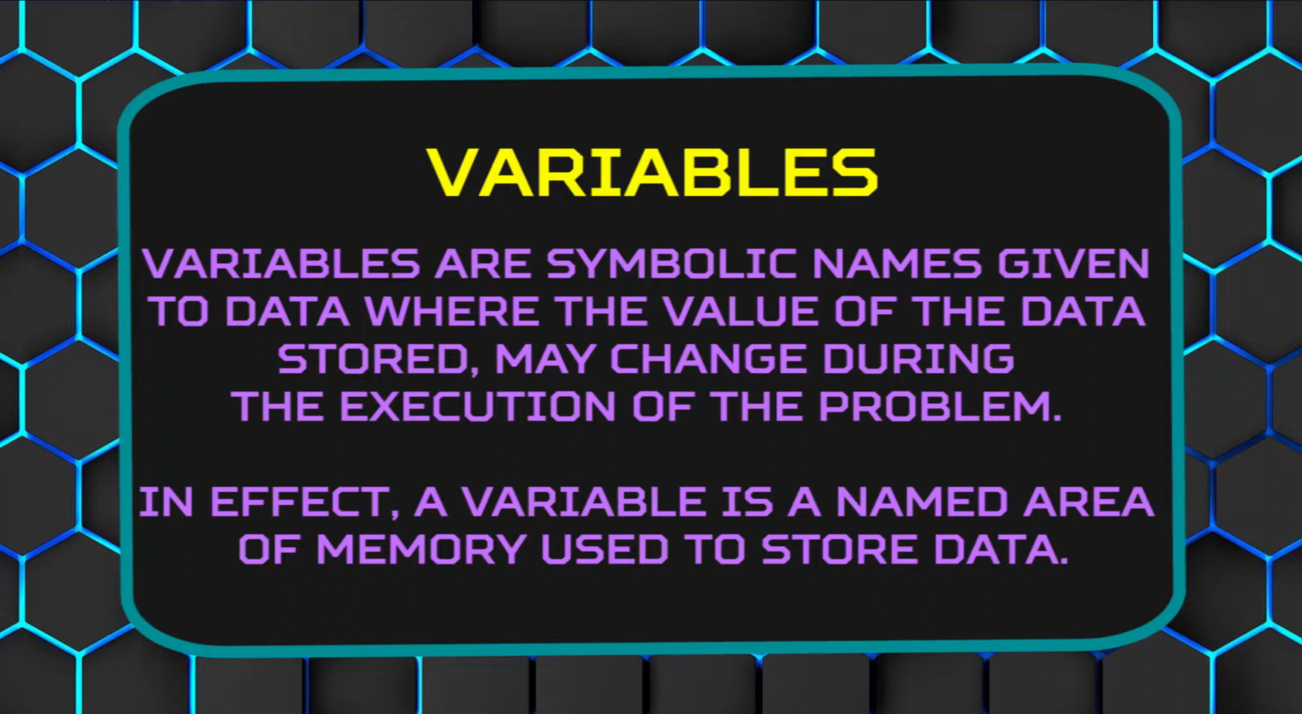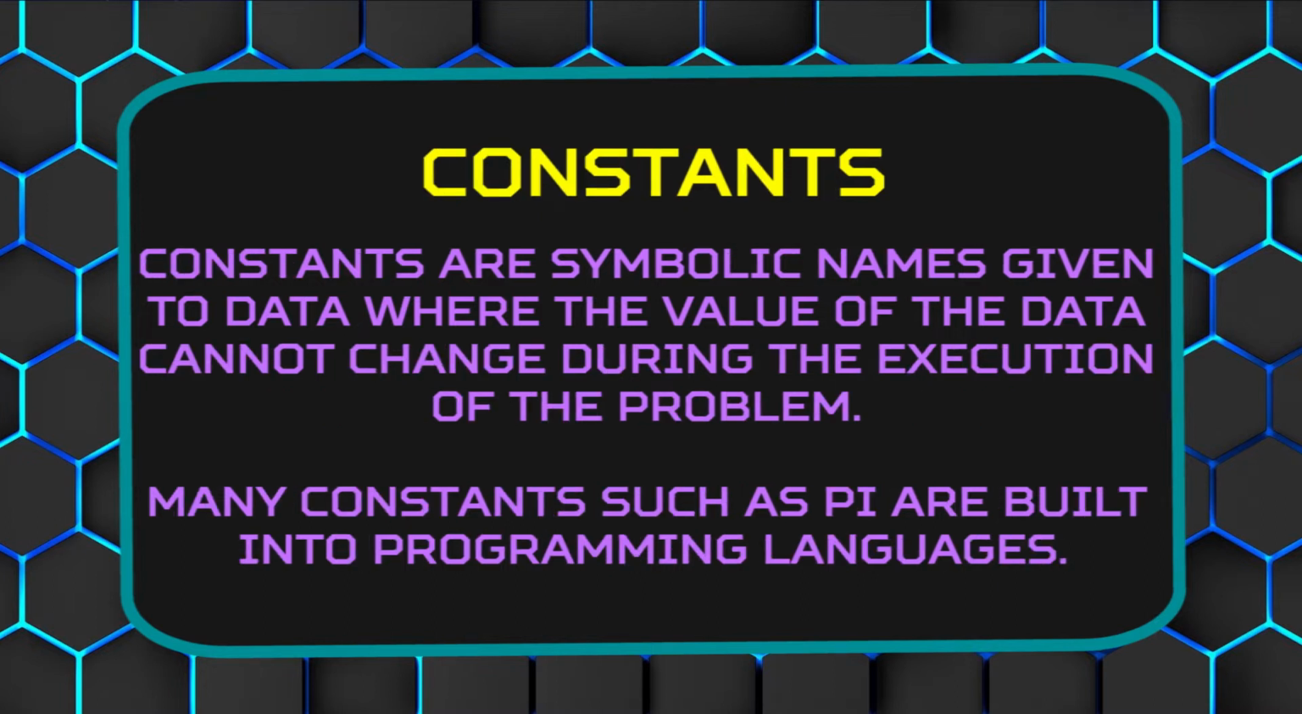We're going to now have a look at identifying variables and constants. Now, what are variables and constants? So variables are symbolic names given to data where the value of the data stored may change during the execution of the problem. In effect, a variable is a named area of memory used to store data. Constants are symbolic names given to data where the value of the data cannot change during the execution of the problem. Many constants, such as pi, are built into programming languages.